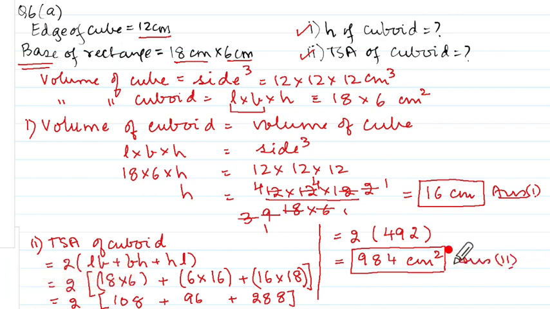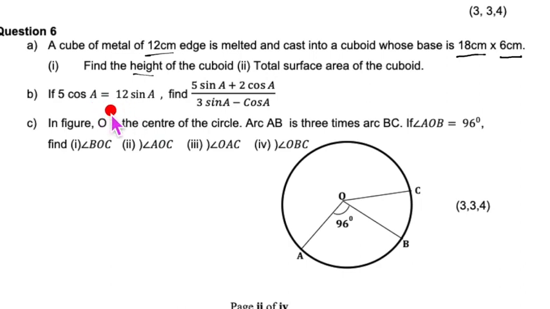So we finished with 6a. We now come to 6b. Let us just write this question. But when we write, we will say 5 cos a is equal to 12 sin a. So we will write it as sin a upon cos a. Cos a comes this side, so sin a upon cos a.